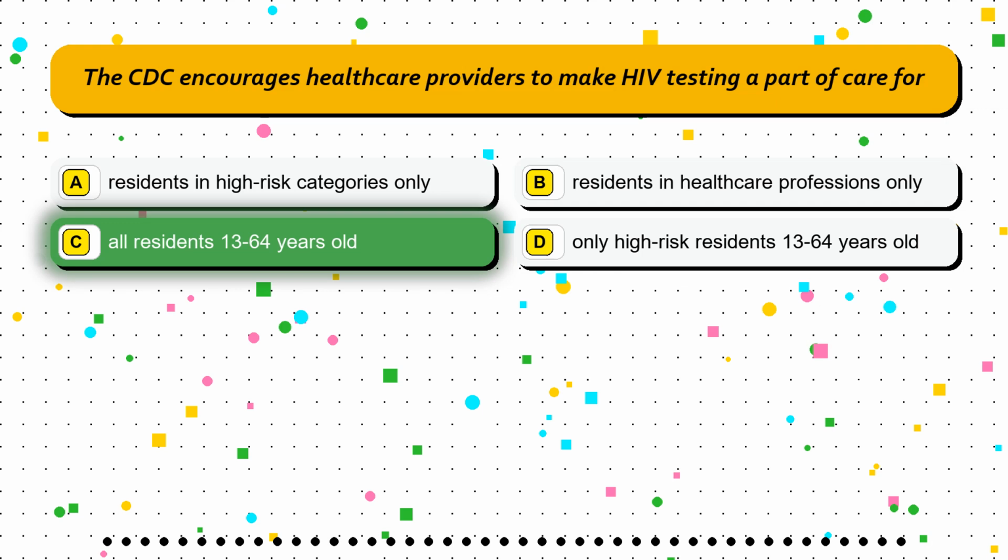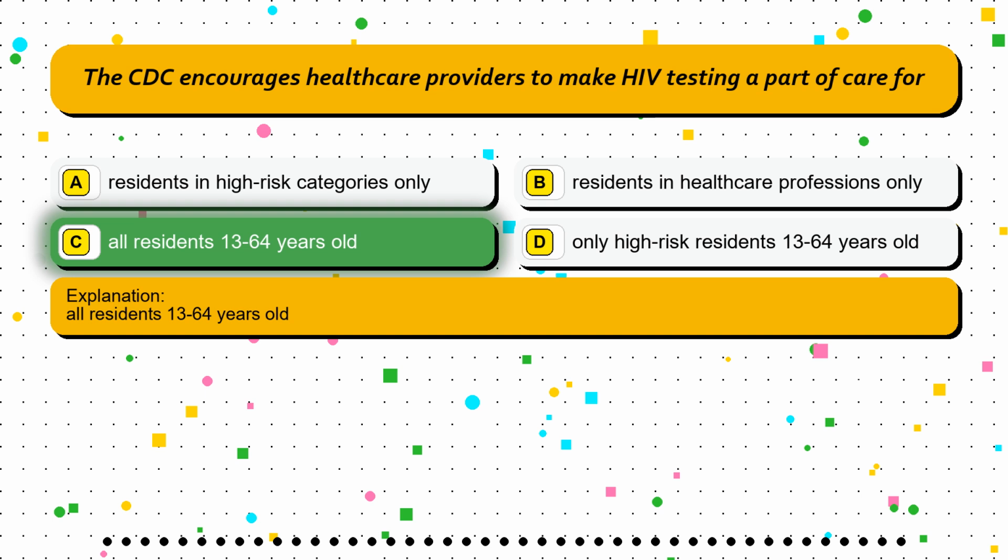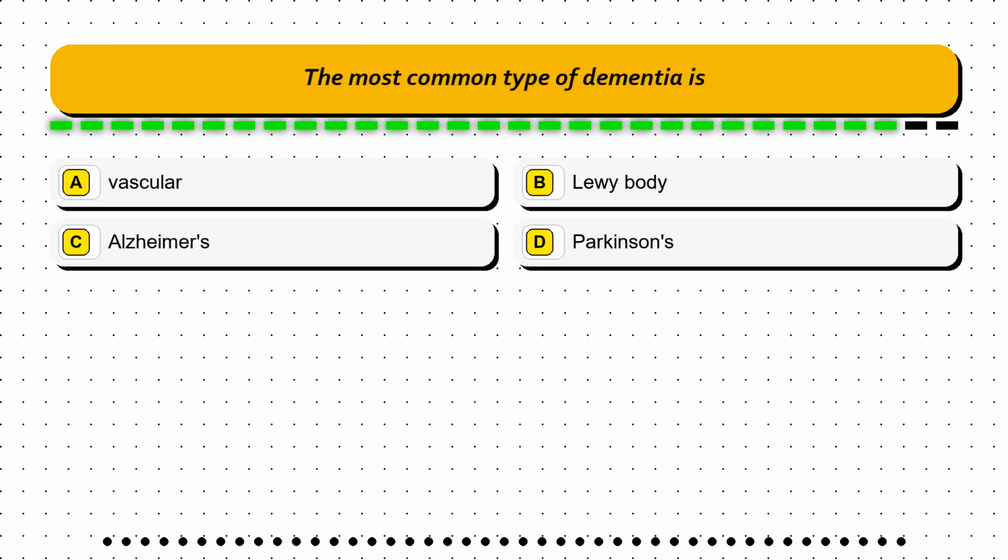The correct answer is option C, all residents 13 to 64 years old. Question 19. The most common type of dementia is: Option A, avascular. Option B, Lewy body. Option C, Alzheimer's. Option D, Parkinson's.